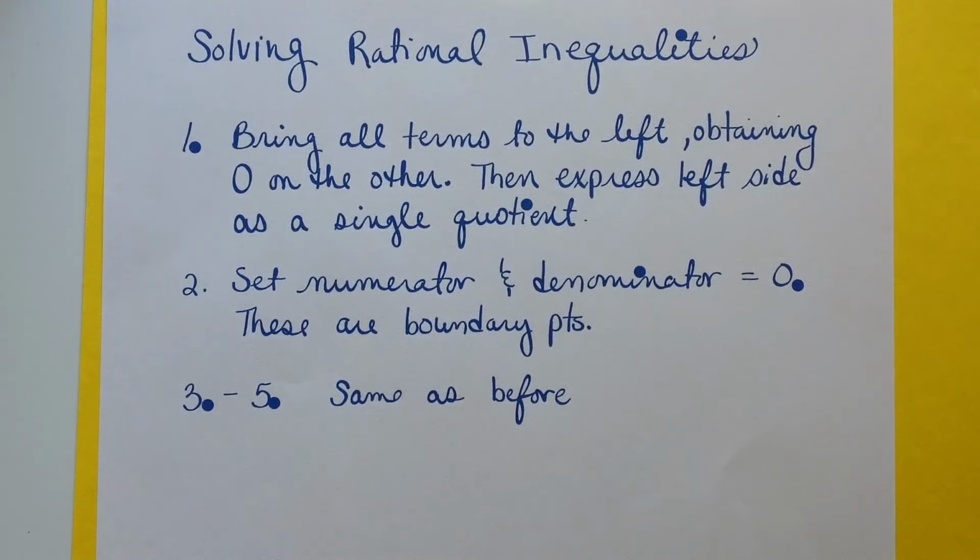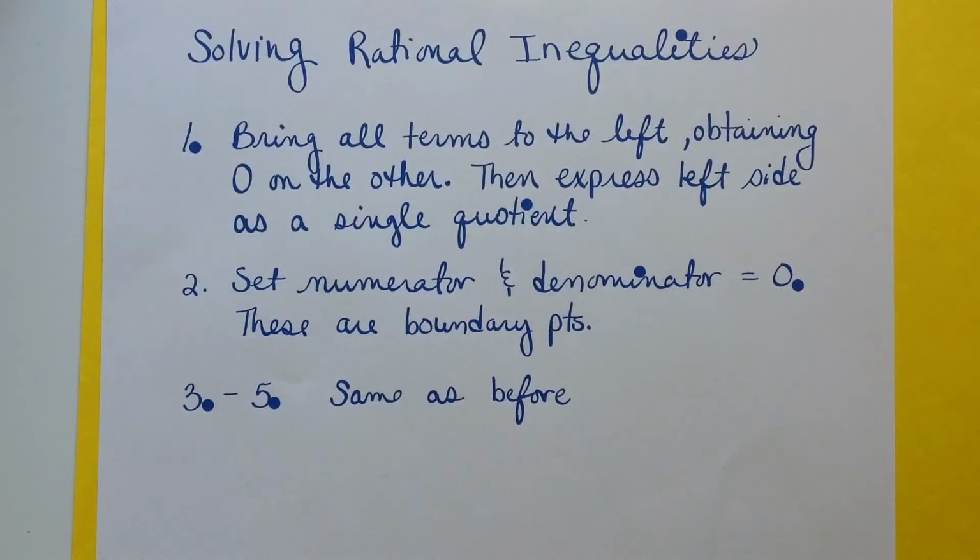Okay, now we're going to look at solving rational inequalities. The ones we just finished were polynomial. These are rational, so actually just a couple of little adjustments. First of all, step one, bring all terms to the left, obtaining 0 on the other side. So you still want 0 on one side by itself, but then the other side needs to be just a single quotient, just a single fraction.